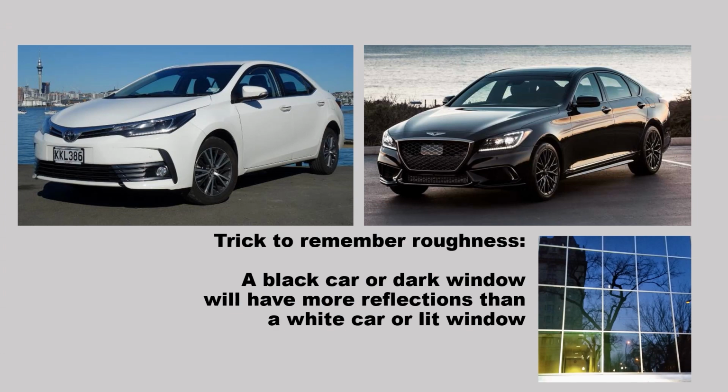Now, roughness is a little weird to remember because it seems a little counterintuitive. You make the number bigger to get less reflections, so it's kind of a little backwards, but you can think of that as like a black car or a dark window is more reflective than a white car or a lit window, if you just need to kind of wrap your head around it.